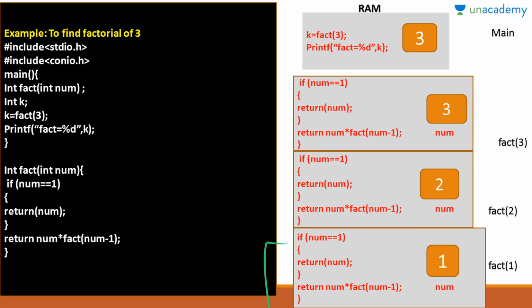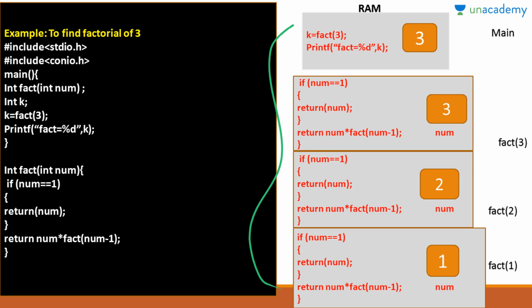So what is the value of num here? Here num is equal to 1. So 1 is equal to 1, yes, true. So it will return value 1. So in this way we will find the factorial of 3. We have found the factorial of 3.